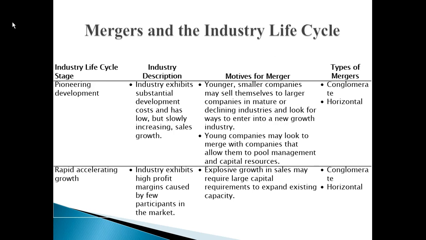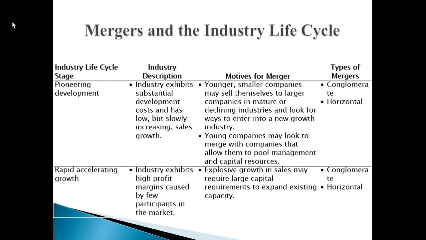Okay, so here we're going to be talking about the different life cycle stages, and then the description of the industry, the motives for the merger, and then the types of mergers which are likely to occur in that stage of the life cycle. Okay.